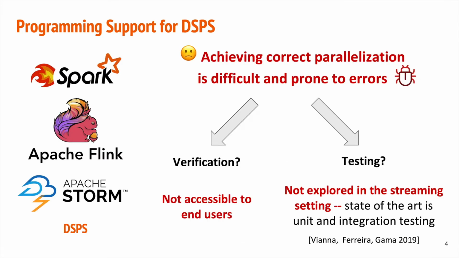Despite the popularity of distributed stream processing systems, achieving correct parallelization remains difficult and prone to errors. To respond to this fact, you could take a number of approaches. One approach is to try verification, and there's a lot of work in verification of distributed systems and protocols, but in general, it's not accessible to end users of these systems, but only to experts who design them.